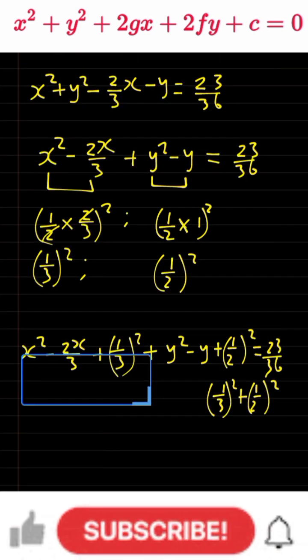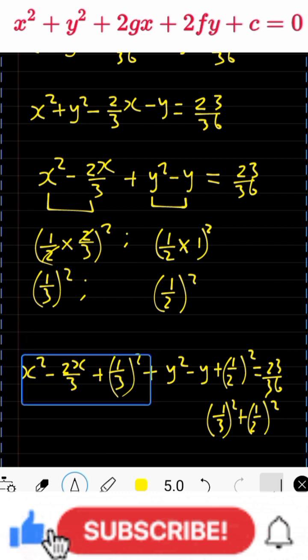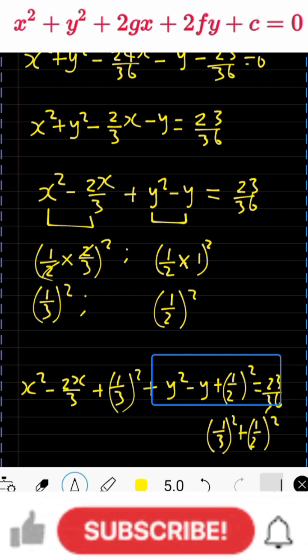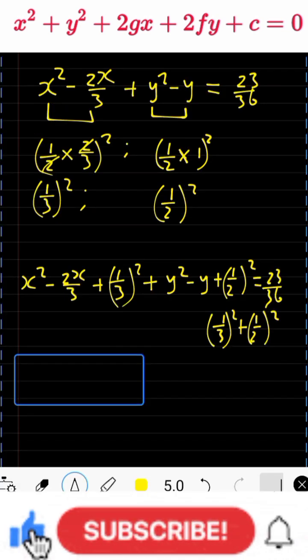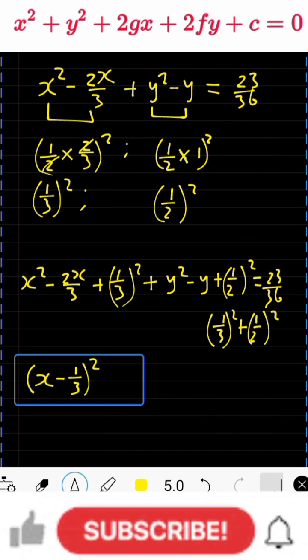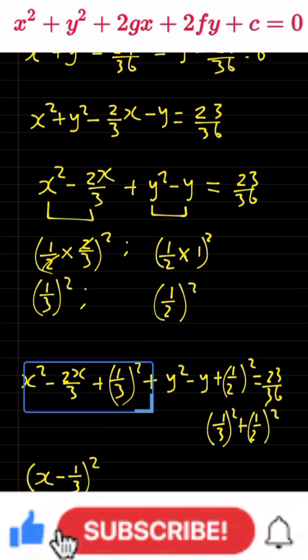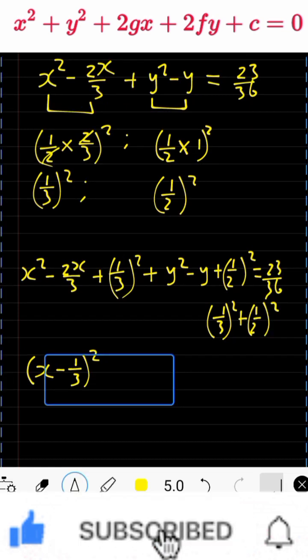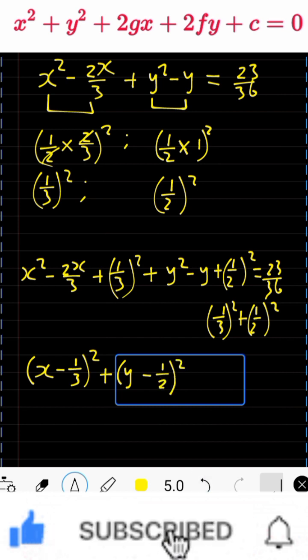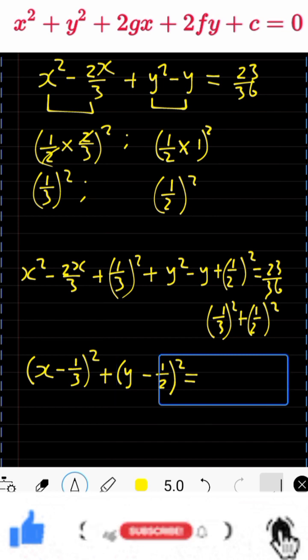All the expression in terms of x, we have now converted to a perfect square. And also, we have converted this to a perfect square. So we can factorize the two expressions as perfect squares. Therefore, for x, we are going to have x minus 1 over 3 squared. If I should expand this, I am going to get this back. So I have factorized it now. Then let's factorize the expression in terms of y. Then plus, open the bracket, y minus 1 over 2 squared. So is equal to, let's work on the right hand side.